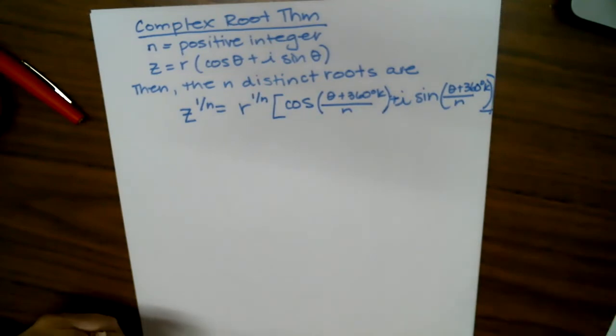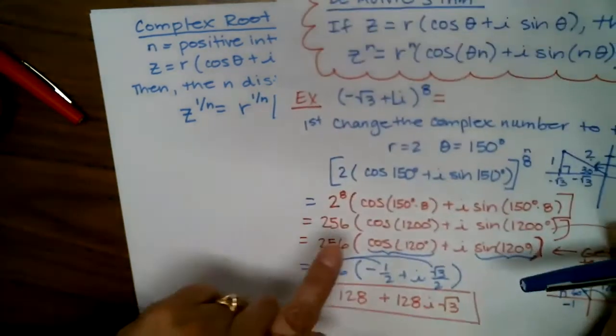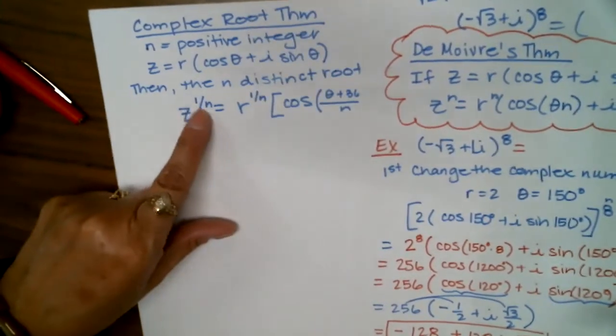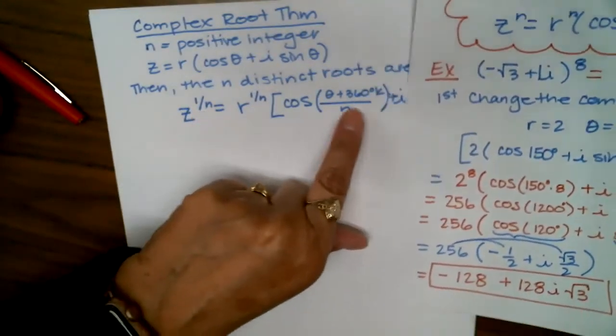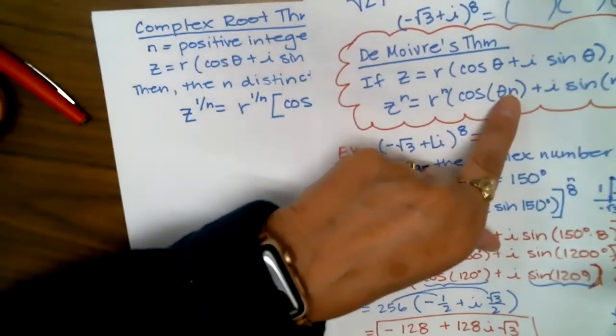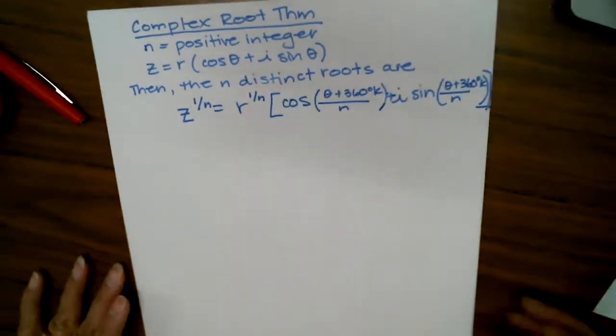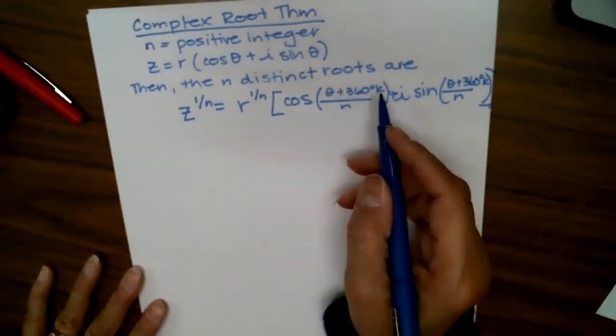So you can see that instead of raising it to the nth power, we do the nth root of it. Instead of multiplying by n, we divide by n. But there are more solutions that come out of it, and this is how we get the other solutions.